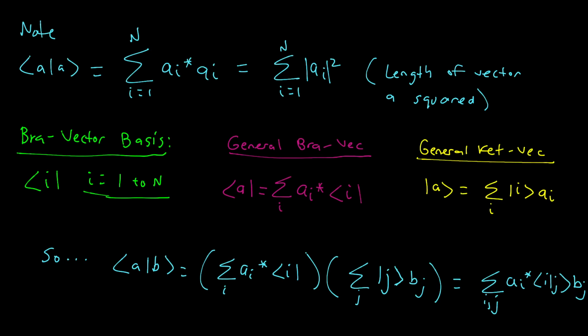Similarly to the ket vector basis, you can define a bra vector basis. Using the definitions of bra and ket vectors as expanded out under basis, you get bra A times ket B equals the sum over all i of Ai star times the bra basis vectors times the sum over all j of ket basis vectors times Bj. You get the sum over all i and j, Ai star <i|j> Bj.